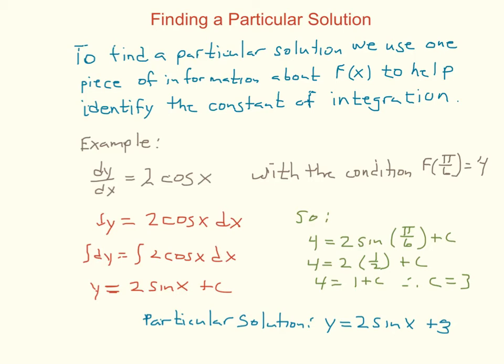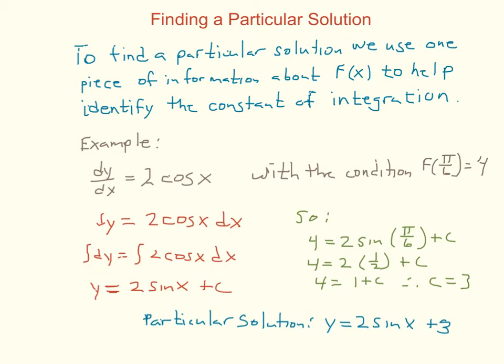So, what we have in this case is a differential equation. I'm going to look at dy/dx equals 2 cosine of x, and my initial condition is that capital F of pi over 6 is going to equal 4. What I'm going to do is write it in differential form. So I'll have dy equals 2 cosine x dx. Take the indefinite integral of both sides.